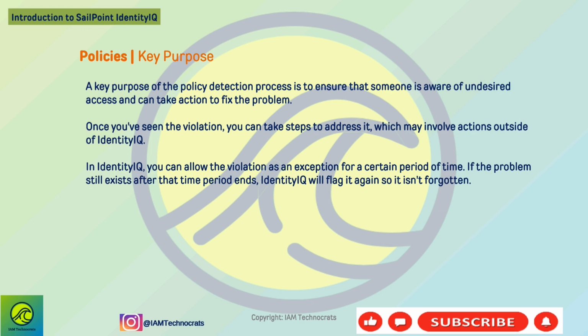Key purpose of policies. A key purpose of the policy detection process is to ensure that someone is aware of undesired access and can take action to fix the problem. Once you have seen the violation, you can take steps to address it, which may involve actions outside of Identity IQ. In Identity IQ, you can allow the violation as an exception for a certain period of time. If the problem still exists after that time period ends, Identity IQ will flag it again, so it isn't forgotten.